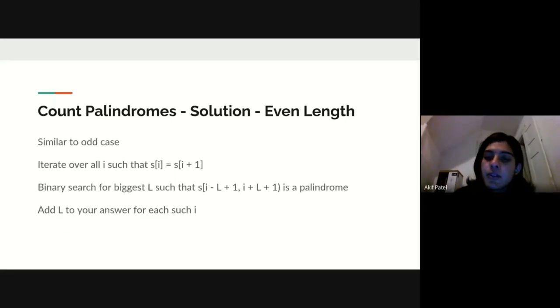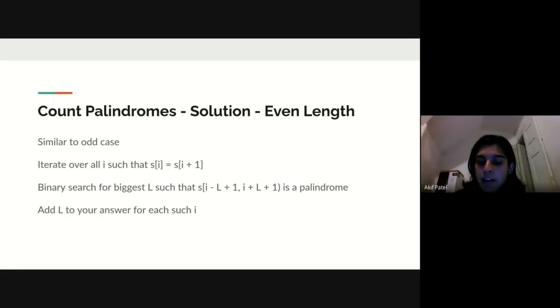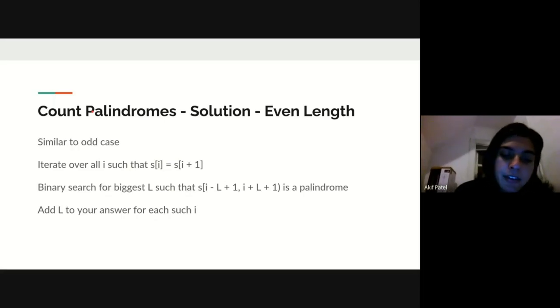And for even palindromes, we can do almost exactly the same thing, except we don't have an actual middle character. We iterate over the gaps between characters and then go out L on each side. You could think about having, instead of one middle character, 2 middle characters for an even length palindrome. Those need to be the same. Exactly, that's a good point. You can check that with SI equals 1. And again, you add L to your answer.